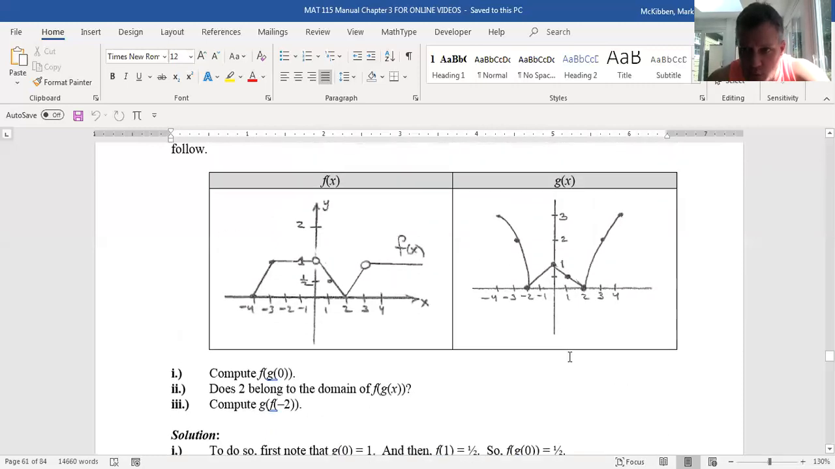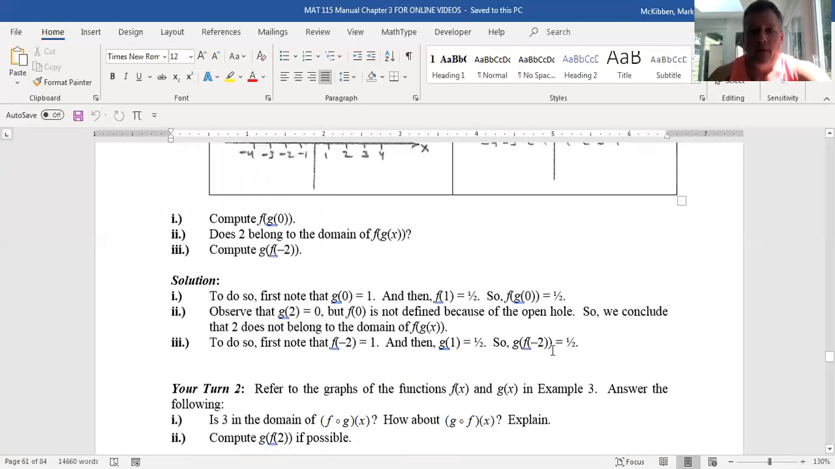G of 1, yeah, I'm sorry, is a half. Sorry, right there. So it's the y value at that point. So you get a half. Okay, so go ahead and do your turn 2. Basically, it's the same question, same exact reasoning that applies. Try that, stop the video for a moment, and then check yourself when you are finished.